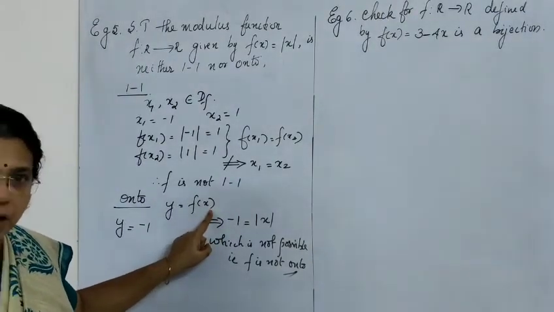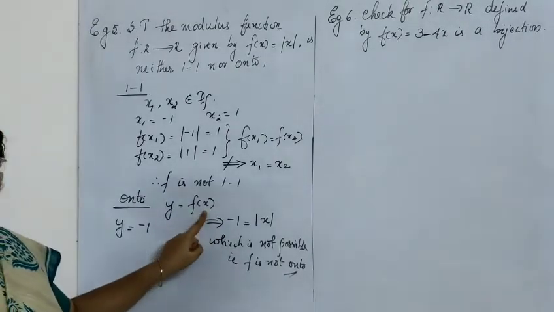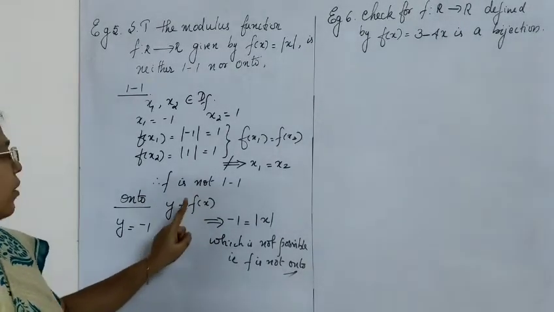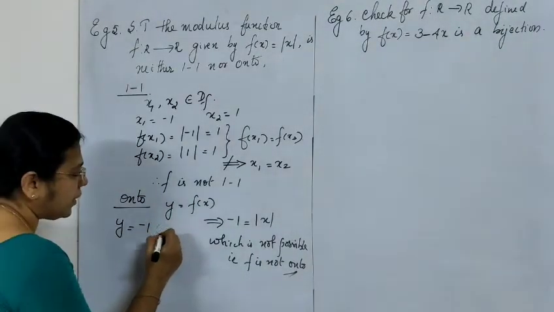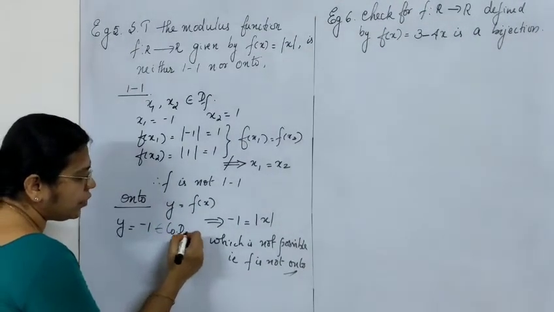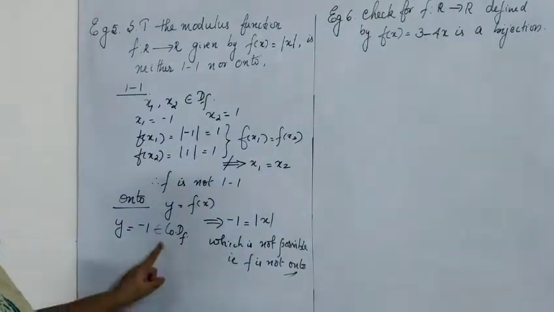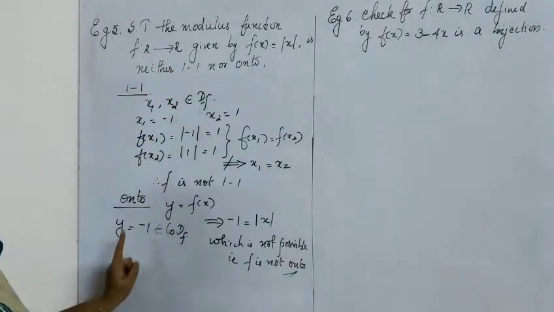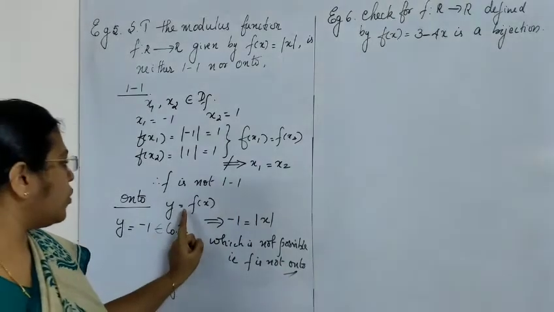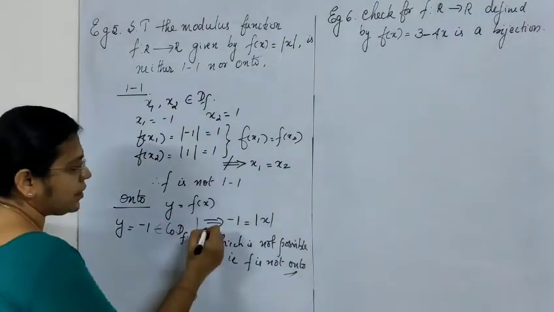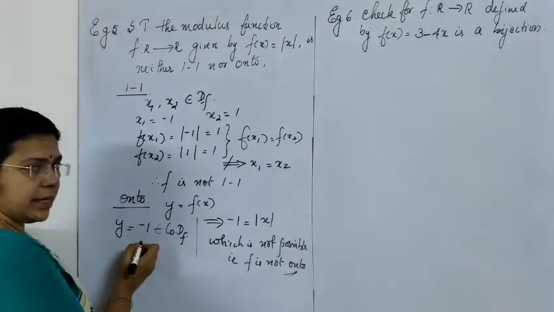That is how we check for ontoness. So y is equal to f of x. Now y is equal to minus 1 certainly belongs to the codomain of the function, right? Which is the codomain of the function here? R. So y equal to negative 1 belongs to the codomain of the function. So y is equal to f of x implies the y value is taken as minus 1.